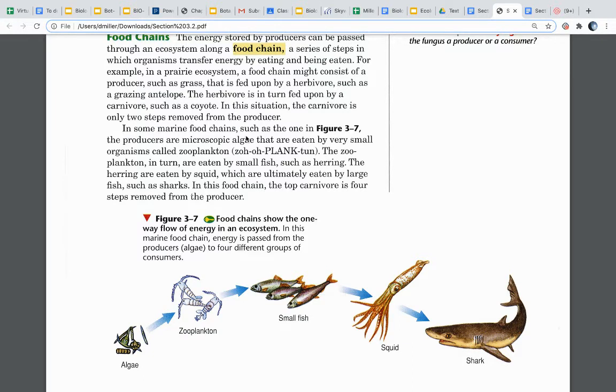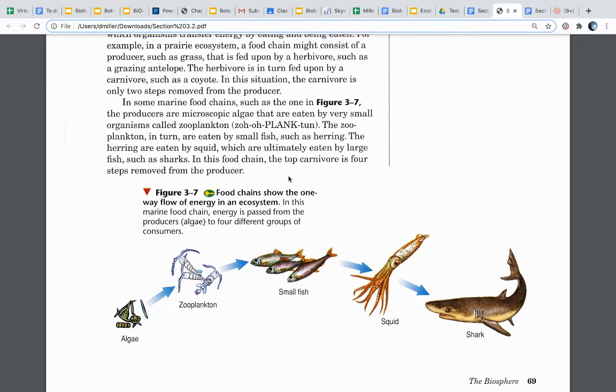In some marine food chains, such as the one in 3.7, the producers are microscopic algae that are eaten by very small organisms called zooplankton. The zooplankton, in turn, are eaten by small fish, such as herring. The herring are eaten by squid, which are ultimately eaten by large fish, such as sharks. In this food chain, the top carnivore is 4 steps removed from the producer.